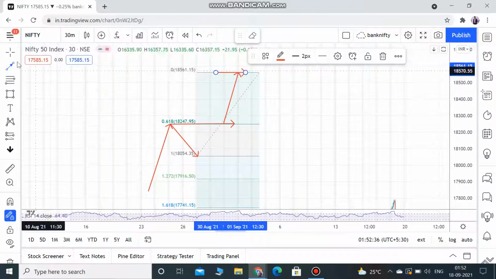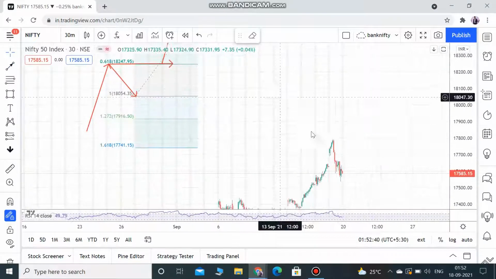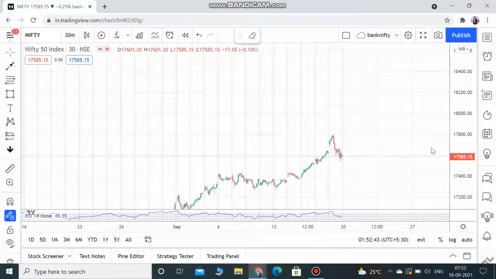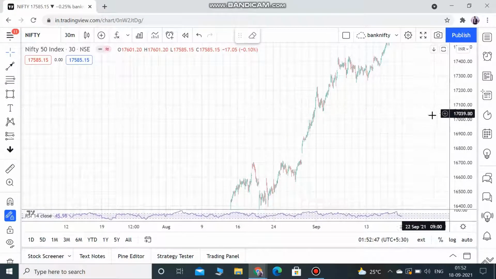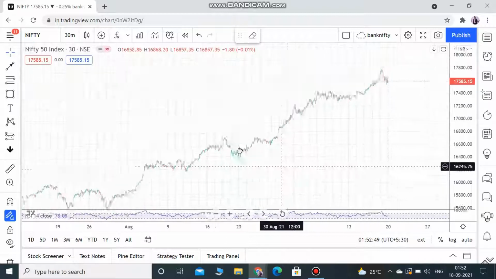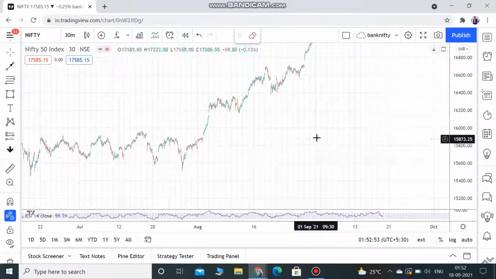Hope you guys got what I wanted to explain. This is how you mark it. I will be showing the same thing on the Nifty chart, because Nifty is going all-time high and people are finding a lot of difficulty. So let me come from this position.